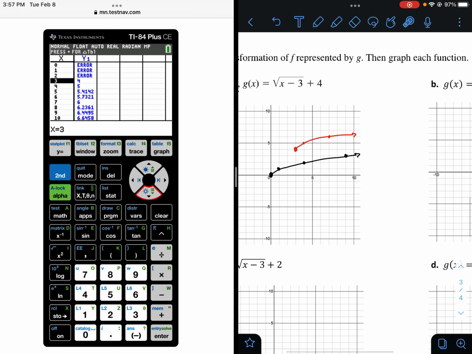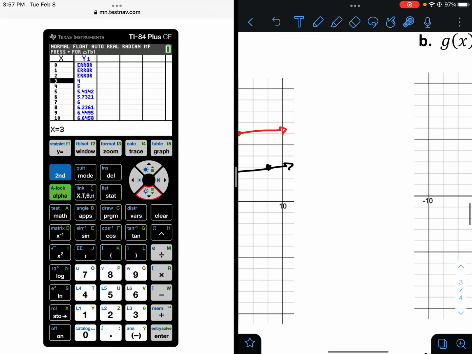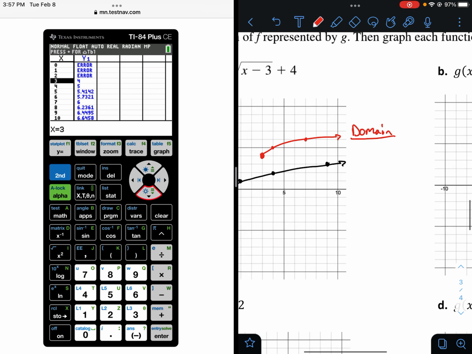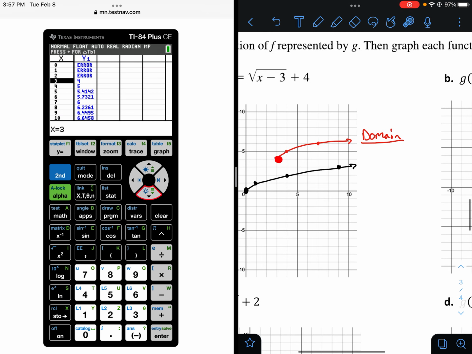Now, we're going to describe this transformation. When you describe the transformation, you would just say that it moved right 3, up 4. Same thing that you did before. But one thing that's going to be new is writing the domain and range. So domain is your x values. Since the x value here starts at 3, and you can look on your calculator, the x values start at 3 and go up from there. So we would just say x is greater than or equal to 3.